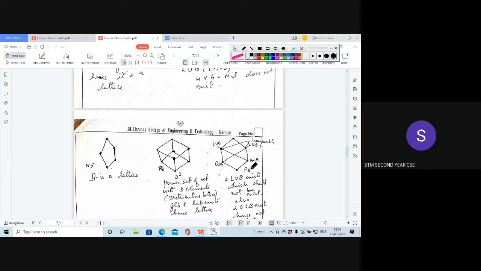Then next, if you take the last example, can we call it a lattice? This example, can we call it a lattice? Look at these two elements. Its upper bound is this, and it also has another upper bound here. But these two elements are not related to each other. So it has two upper bounds, isn't it? And we cannot find the least one out of these two.